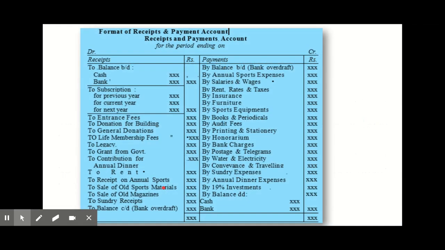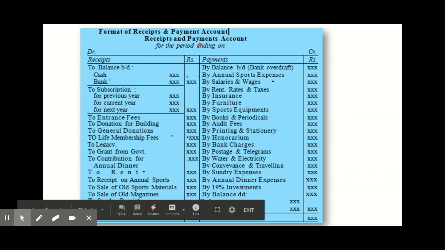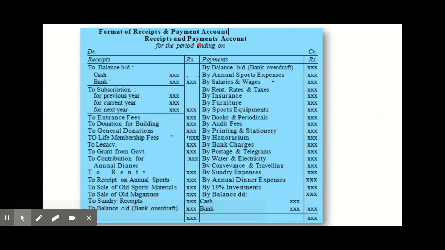So this is the format of receipts and payments account. Receipts and payments account is a real account. So what is the rule for a real account? Debit what comes in, credit what goes out. So receipts, whatever you are receiving in the form of cash, are recorded on the debit side. Debit what comes in. Whatever you are paying in the form of cash will be recorded on the credit side.